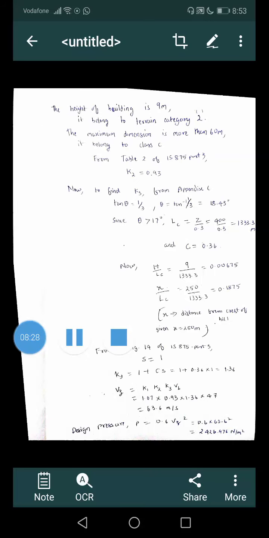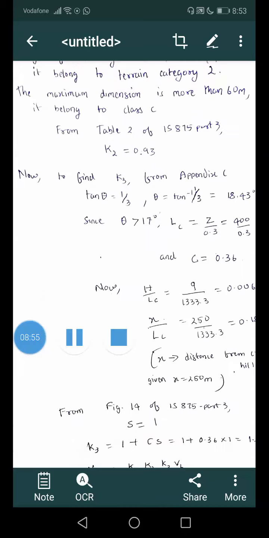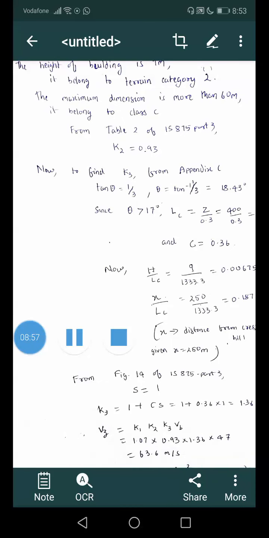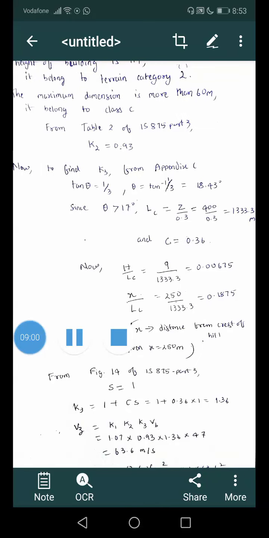So when the slope of the hill is 1 in 3, that means tan theta equals 1 by 3, or theta equals tan inverse 1 by 3. So the theta value you will obtain is 18.43. I have already told you theta is the angle of the slope of the hill.